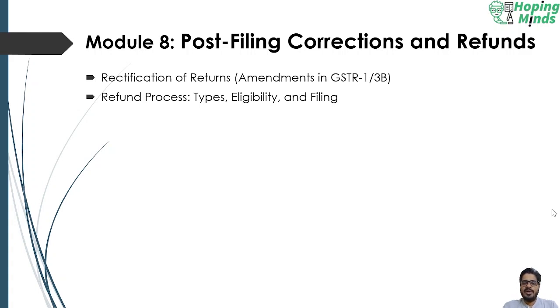Then we learned about the matching of GSTR-3B and GSTR-2B, that is the input tax credit claim in GSTR-3B versus the input tax credits that are appearing in our GSTR-2B. Then we learned about the tools that are available for the reconciliation of different returns and books like Excel reconciliation sheets or GSTIN offline utilities or third-party accounting softwares.